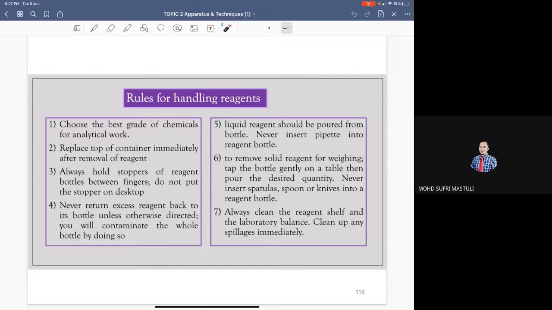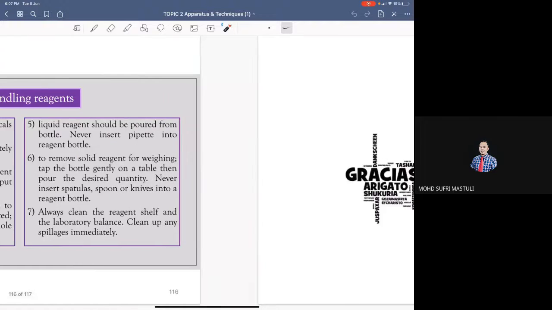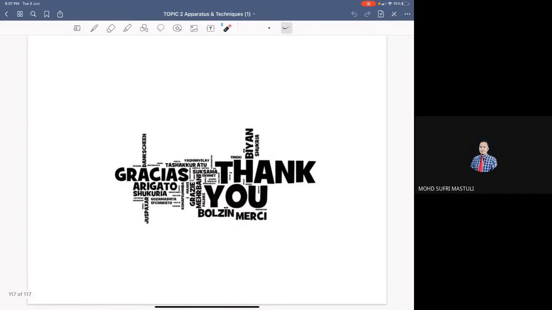Always clean the reagent cells and laboratory balance. Clean up any spillage immediately. I think that's all for topic 2.